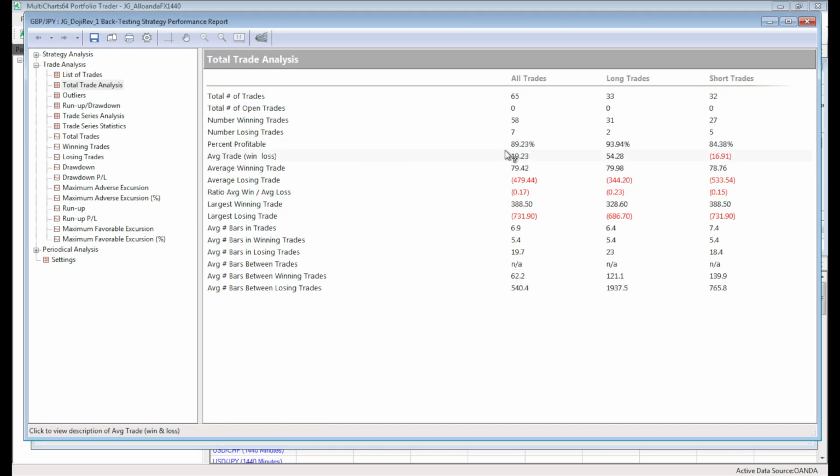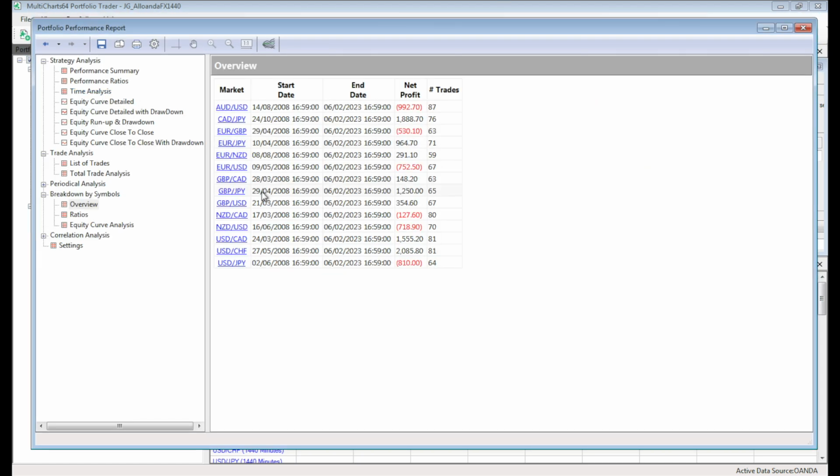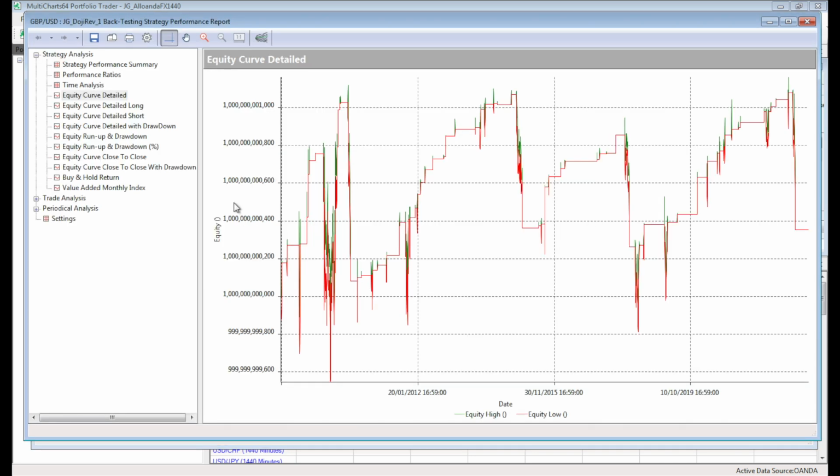Pound Japanese yen is profitable. Again, they've all got win rates around 89%, haven't they? The average trade, a large 19 pips, that's good. But the equity curve is sort of all over the place again, a little bit like Euro yen. Pound dollar is just about profitable, not very good equity curve.